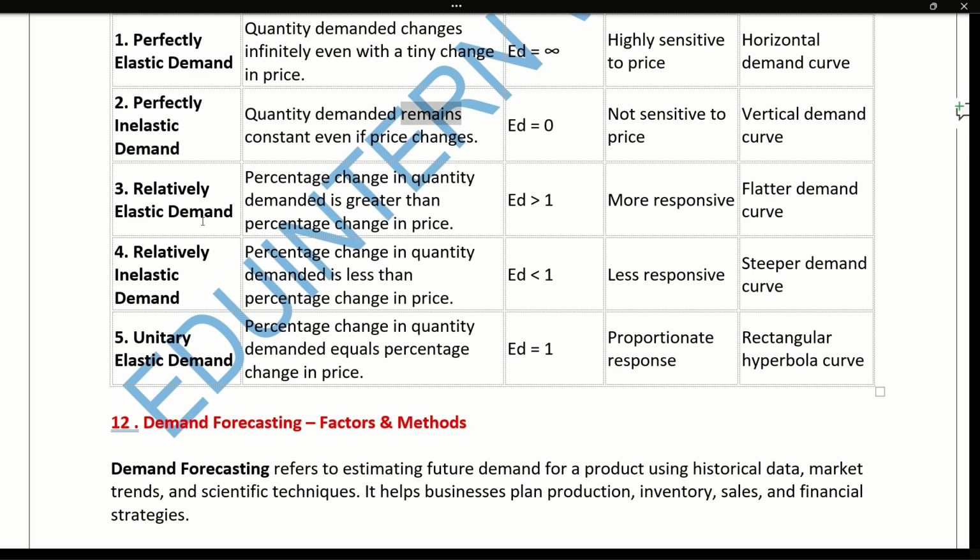2. Perfectly inelastic demand. Quantity demanded remains constant even if price changes. ED is equal to 0. Not sensitive to price. Vertical demand curve.